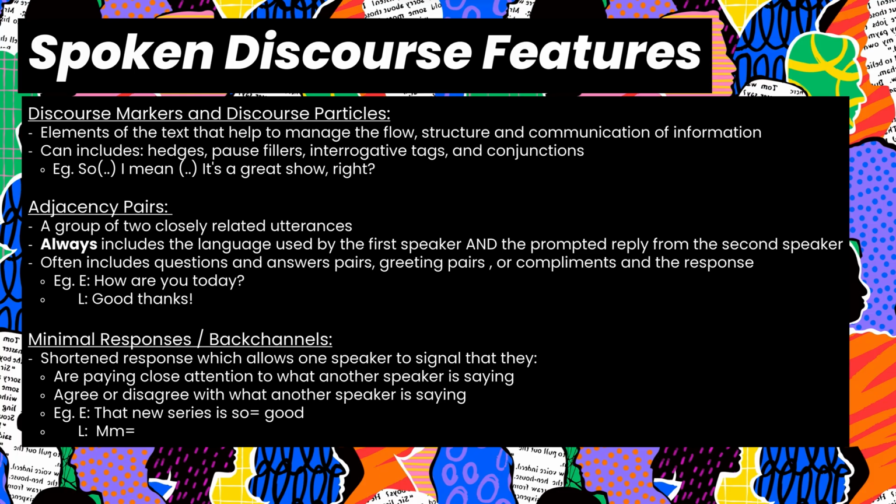We could have also had an adjacency pair of something like, I love that dress. And then L would respond with something like, thanks. Or, I really like your shoes. And so here, when we're looking at adjacency pairs, we're specifically focusing on those closely related utterances. So if you're looking at a text and you see, for example, a question, a greeting, or a compliment, and you can predict, you can infer what the second response is going to be, then it's an adjacency pair because that would represent a close relationship between the initial language used and that prompted reply.